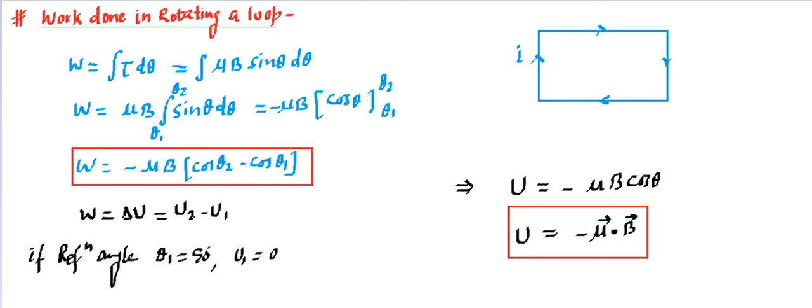Since here we have taken the reference as 90 degrees, that means if we draw this as a reference, B should be like this. That means B should be perpendicular to this mu, and this was mu. So there was a 90 degree angle. Now if you rotate it by theta amount, this will be the energy stored at that theta.